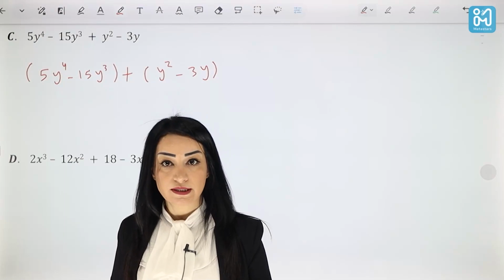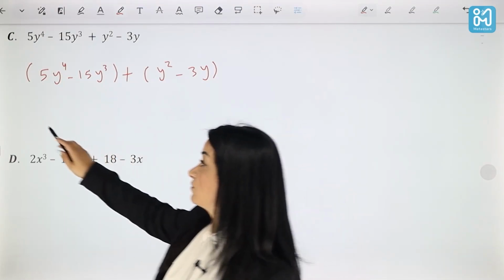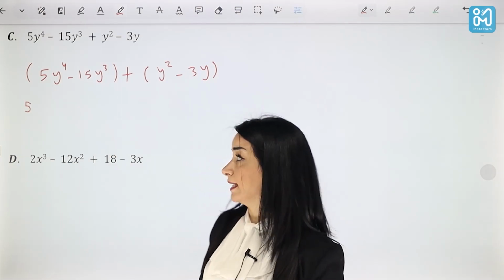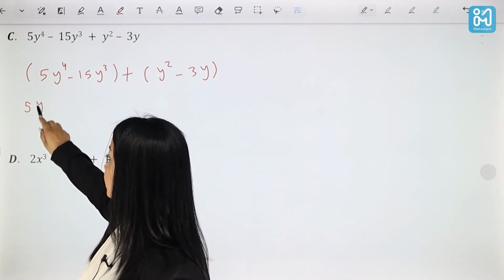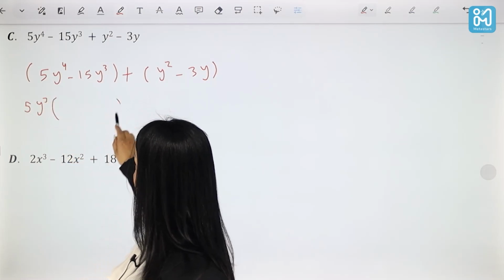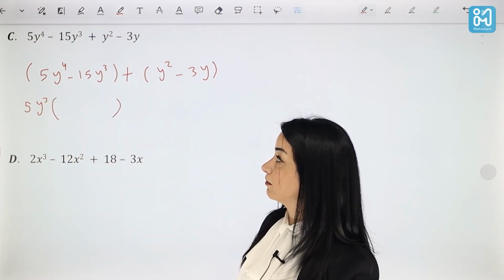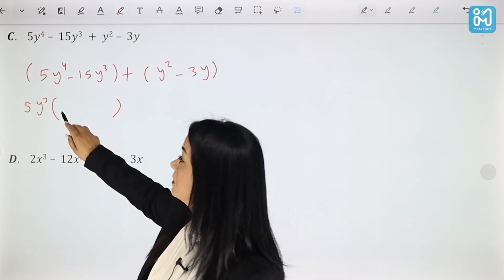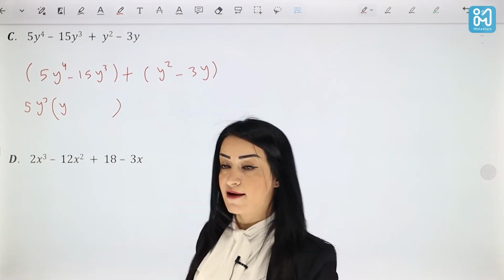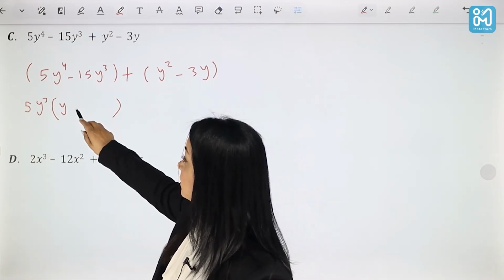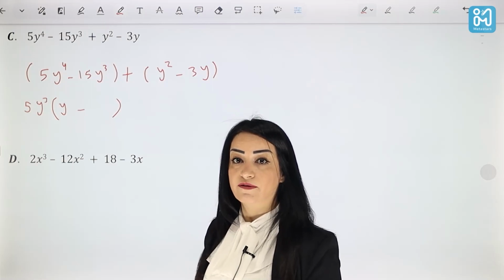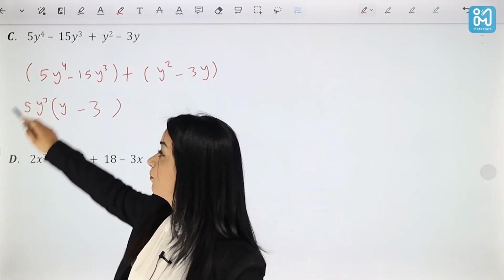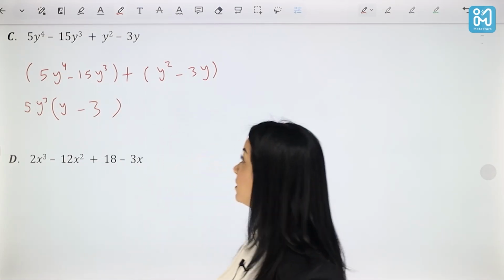Let's start. 5 and 15. What is a common factor between 5 and 15? Of course it's 5. So 5 is out. y to the power 4 and y to the power 3, I can take y cubic out as a common factor. Let's open the parentheses. 5 is out. Then y to the power 4, I took y cubic out, so how many y can I write now inside? It's only 1 y I have left inside. Then minus 15, I took 5, so 5 times what is equal to 15 is 3. Then y cubic, I already took it out as a common factor.